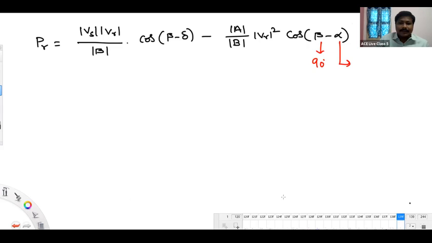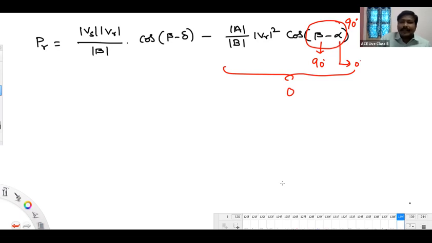Alpha is the angle of A, no? Alpha is very close to 0 most of the times, like 0.5 degree, 0.6 degree, we are going to experience near to 0. Then obviously beta minus alpha will be close to 90, and cos 90 will be 0. So this second term will vanish completely. We are left with only the first term here.